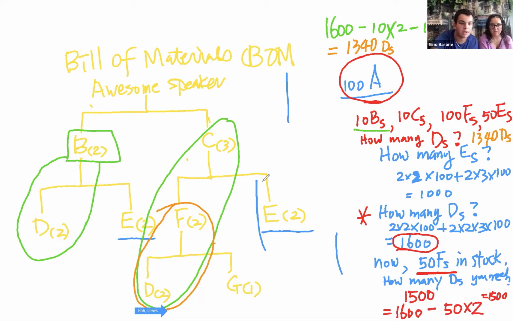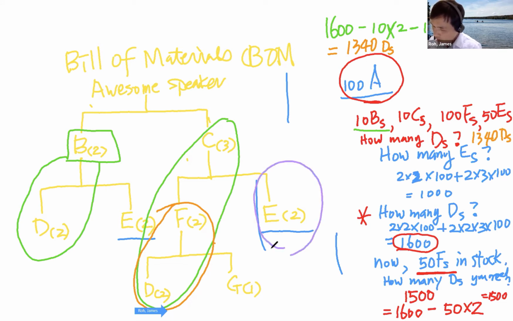Oh, okay. Yeah, I think so. And understand that E has nothing to do with these, right? E has nothing to do with these. So that's why you don't have to worry about that. The 50 Es are irrelevant to these. So you don't have to calculate anything about that. So that's how you calculate that.